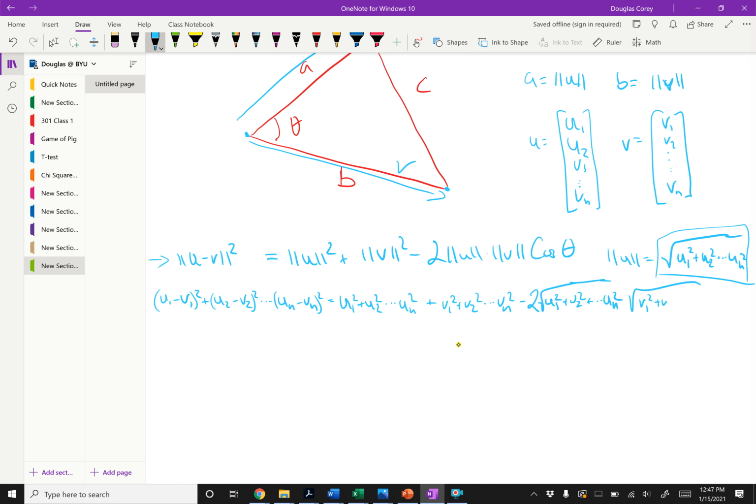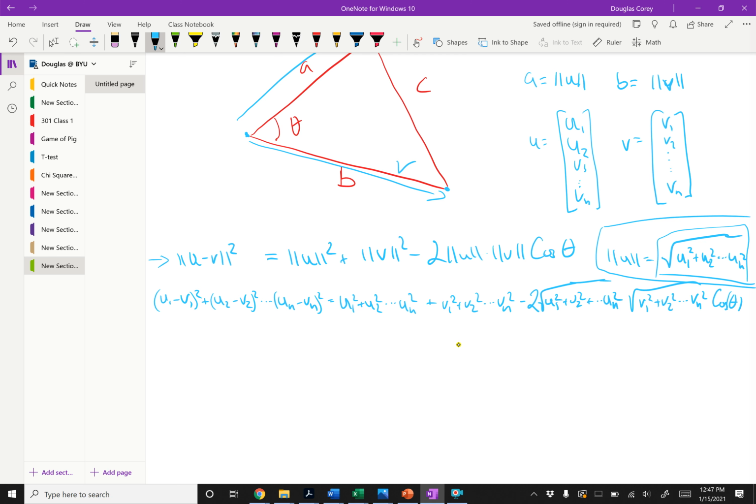v1 squared plus v2 squared dot dot dot vn squared times the cosine of theta. Barely had enough room to put that on there. So let's chop that out. Well, let's expand this side.